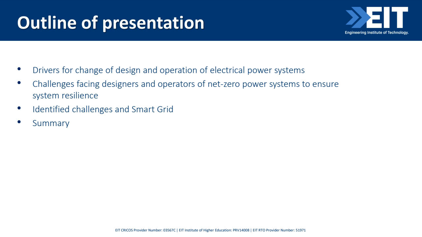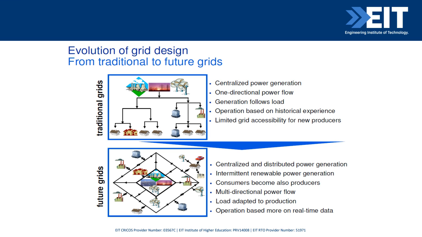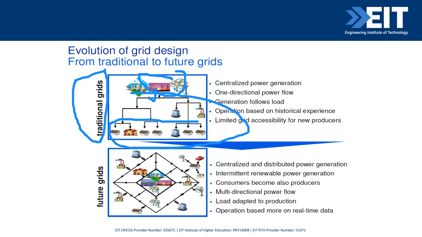So let us see my next thing. And that is where the future grid is. Look, my friend, the traditional grid that I have today is centralized. The flow of direction is going like that. Can you see? All going in one direction. So the generation is just following the load, based on historical experience. So new producers do not have any room to play in this part.